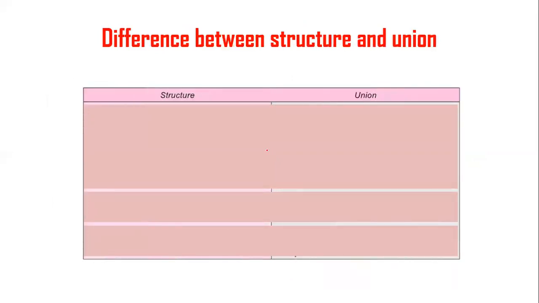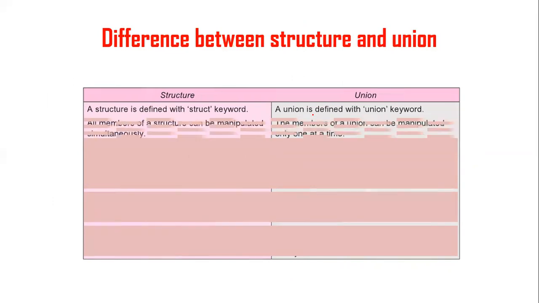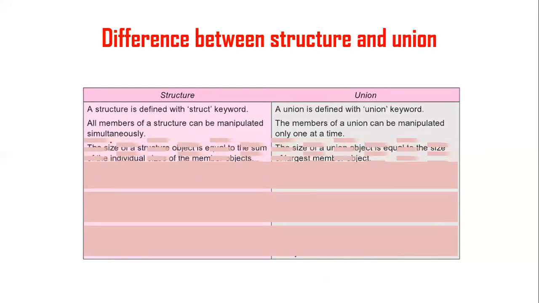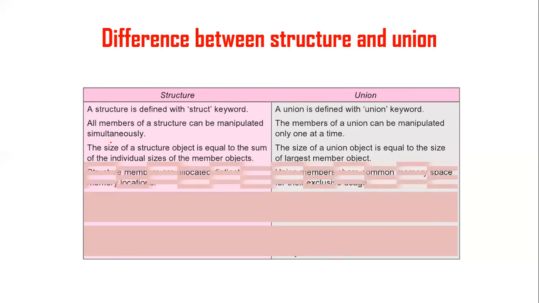Once again, now we can look at the theoretical differences between structure and union. The structure is defined with the struct keyword, whereas union is defined with the union keyword. All members of a structure can be manipulated simultaneously, whereas the members of a union can be manipulated only one at a time. The size of a structure object is equal to the sum of the individual sizes of the member objects, whereas the size of a union object is equal to the size of the largest member object.